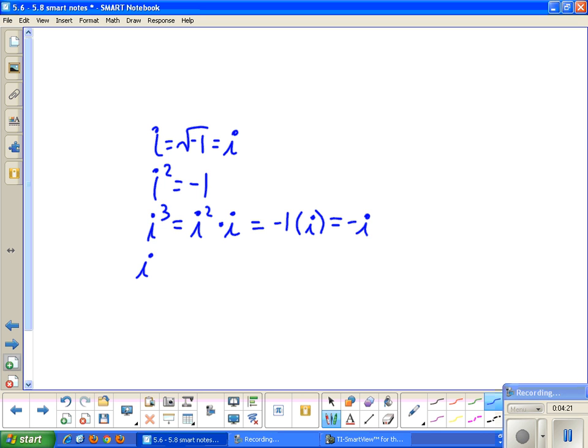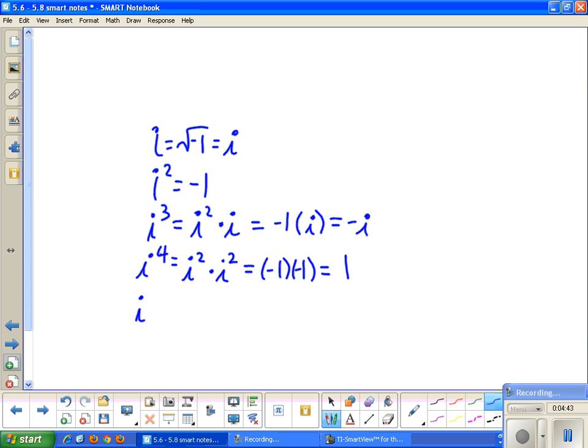If I do i to the fourth power, I would get i squared times i squared. This is just one combination that I can do. I could also do i to the third times i if you wanted to. And i squared times i squared is -1 times -1, because i squared is really -1, which we said earlier, and that's equal to 1.